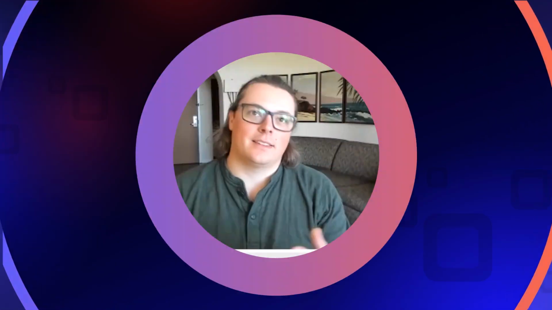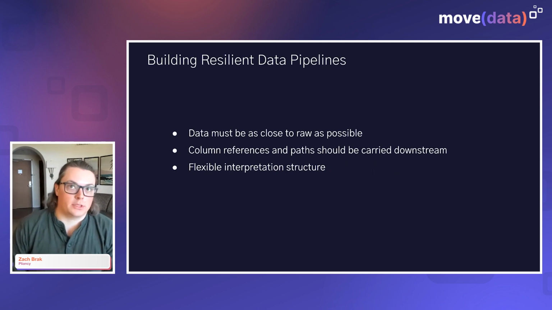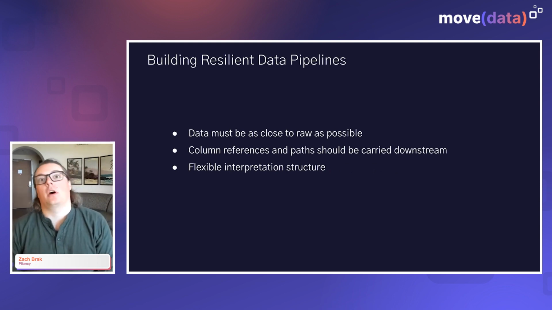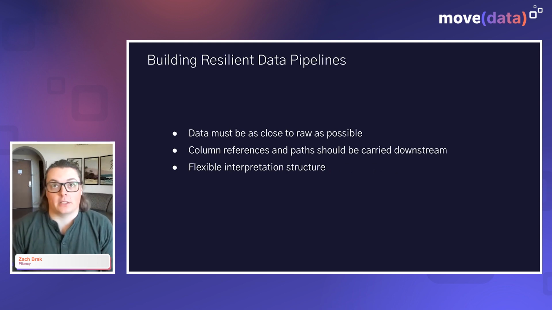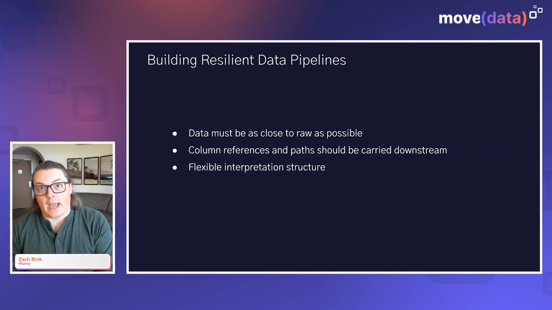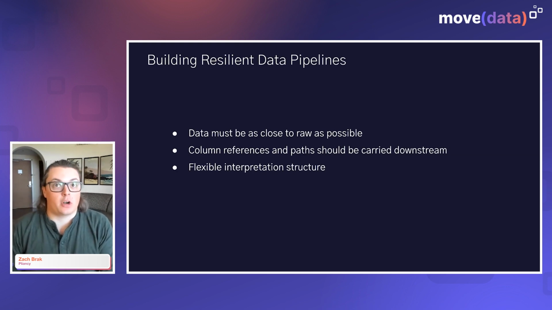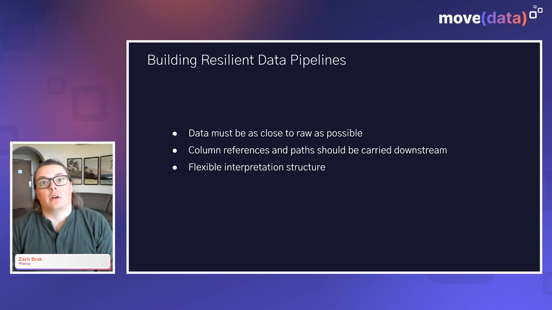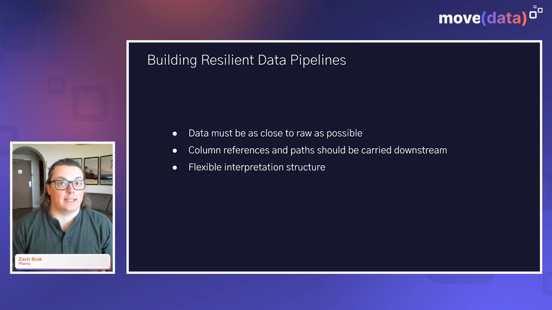Thanks, Yash. We wanted our data stack at Pliancy to be highly available and resilient to change, and we knew we had to establish some core goals to achieve this. First, that all external source data must first be stored as close to the raw output as possible, removing bias from the ingestion method. Second, that column references and paths should be carried downstream as far as possible to promote clear column lineage. And third, to have a flexible interpretation structure that can adapt quickly to changing conditions.